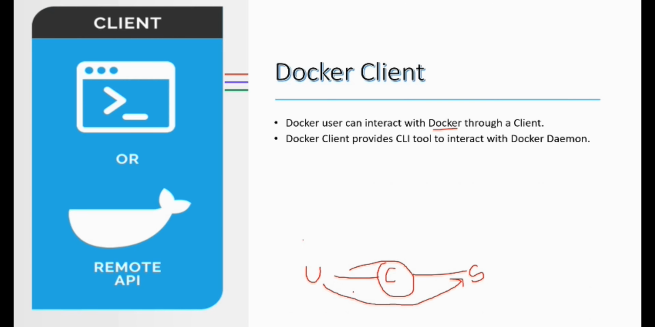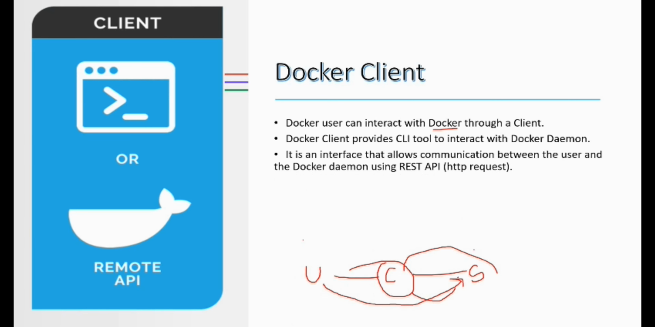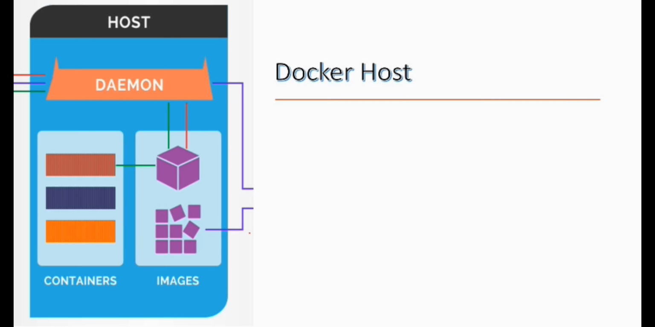Next point is the Docker client. Now how does the client interact with the server? It can interact with the server using a CLI command or using a remote API, or we can call it a REST API, because that API is built in the form of REST instructions, which is actually an HTTP request. Next point is that the Docker client can communicate with more than one daemon. So it can not only communicate with one daemon, but it can even communicate with other daemons as well.